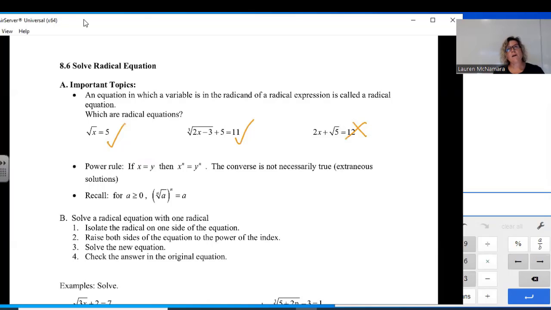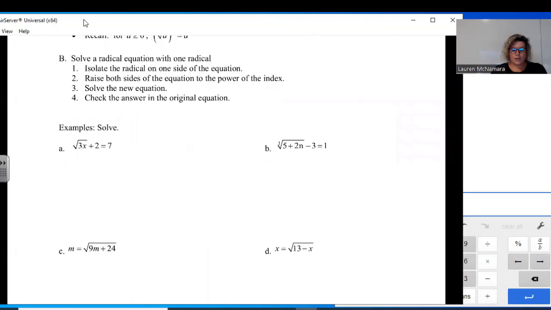All right, so let's talk about our power rule. Our power rule says if x equals y, then x raised to some power is going to equal y raised to some power. But you do have to make sure that you check your solutions. Make sure that you know what the domain is and what actually works when you plug it in. So we're going to be doing our solving, but we're also going to practice plugging our answers into our calculator. That way you can check your answers when it comes time for the test.